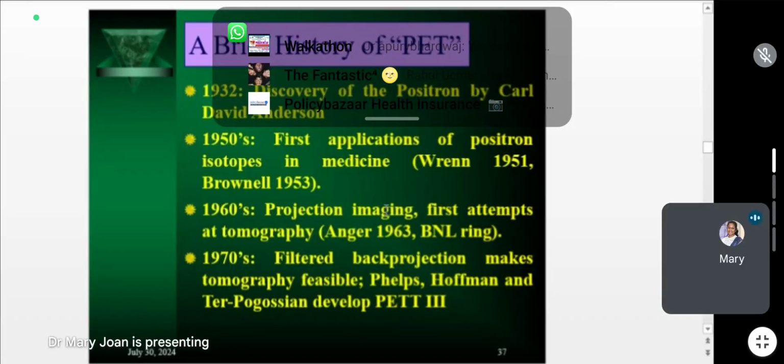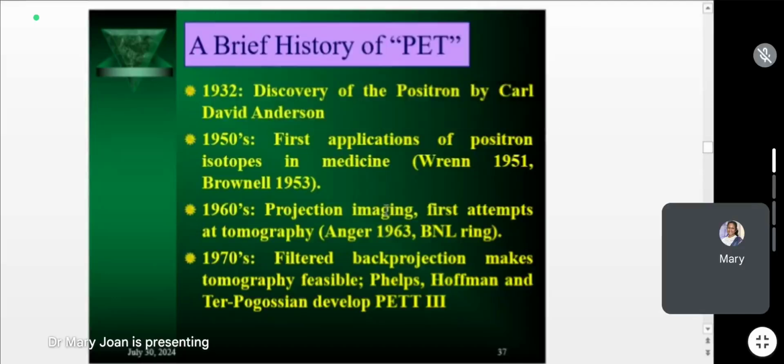So a brief history of PET. The positron was discovered by Carl David Anderson in 1932. In the 1950s, first applications of positron isotopes in medicine by Wren in 1951 and Brownell in 1953. And in the 1960s, projection imaging and first attempts at tomography.